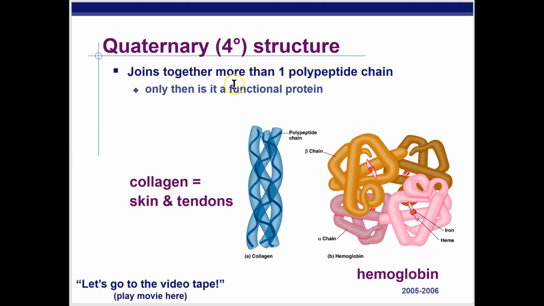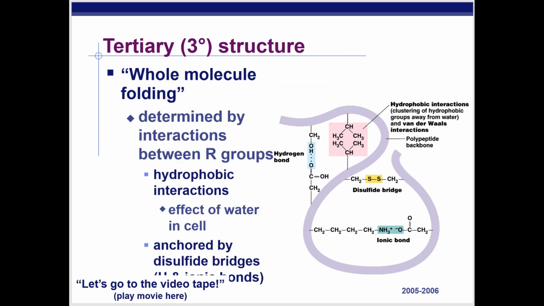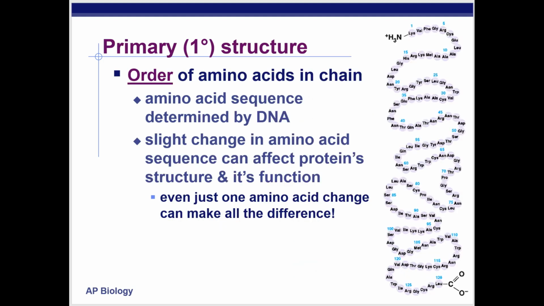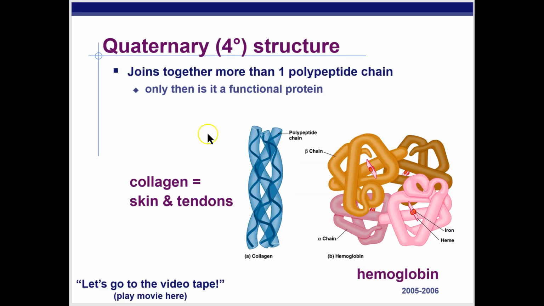Last, quaternary structure joins together more than one polypeptide chain. So typically, again, we've learned everything. We have tertiary, whole molecule folding, secondary, local folding due to the amino acid sequence, and primary structure, which is the order of the amino acids in the chain. So that's all the bonding. Nothing really new in quaternary structure except to say that sometimes a single polypeptide chain is not a functional protein until it's bound to other polypeptide chains. And so here's collagen, like in skin and tendons, very strong tensile strength.